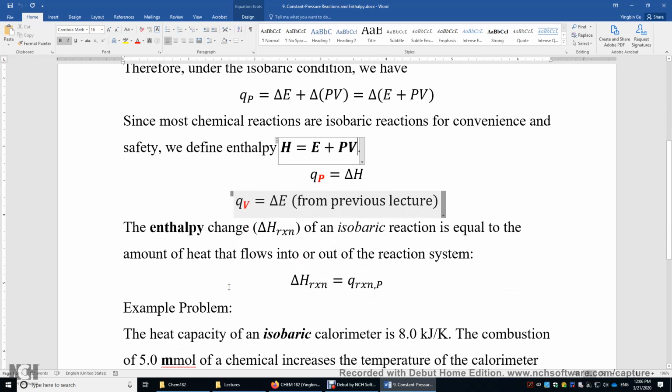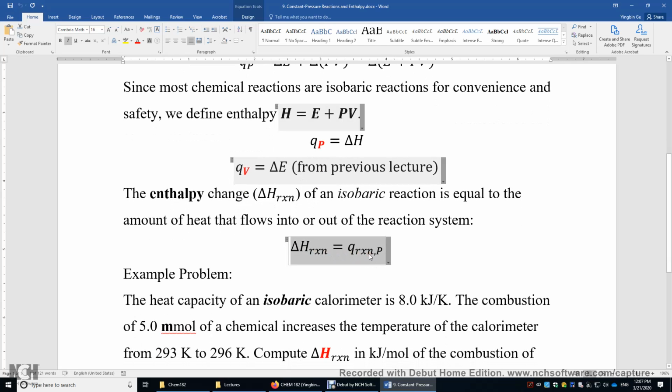The enthalpy change of a reaction is equal to the amount of heat that flows into or out of the reaction system. If heat flows into the reaction system, delta H of the reaction is positive. If the heat flows out of the reaction system, delta H is negative. When delta H is positive, we say it's an endothermic reaction. When delta H is negative, we say this is an exothermic reaction. We can use this equation to do some calculations. Delta H of a reaction equals the heat of the reaction under this constant pressure condition.